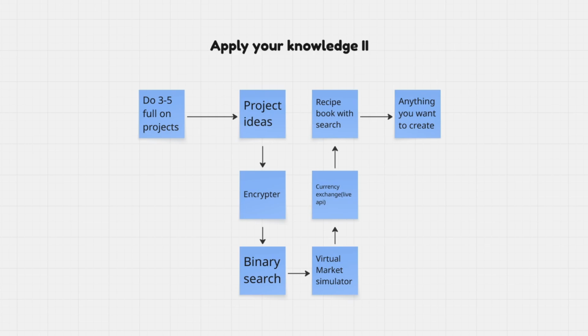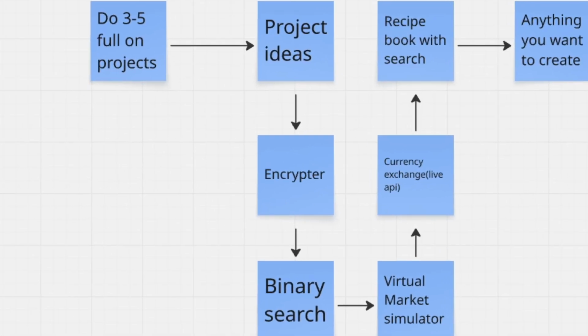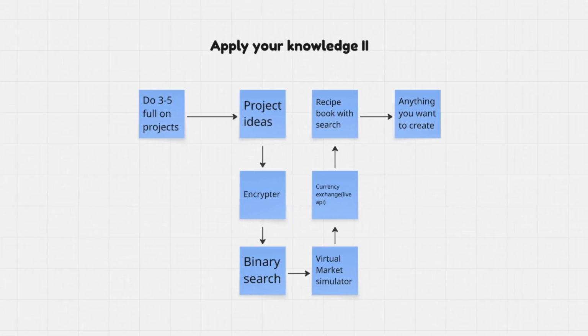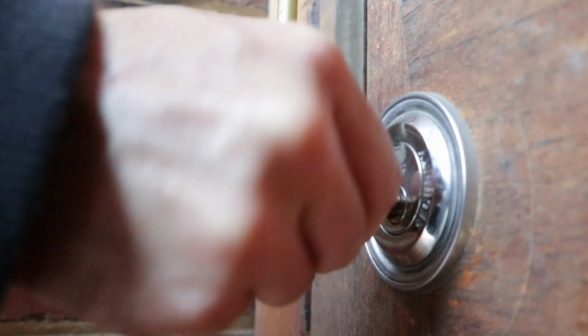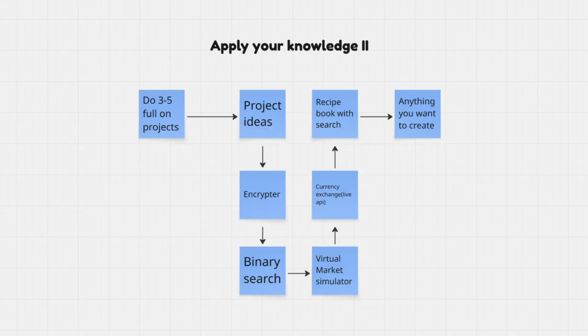You need to now apply your knowledge. Do you see the pattern here? You need to learn and then apply. Now, we need to do some 3 to 5 big full-on projects. Here's some ideas. The one that I personally did was an encryptor. I used asymmetric encryption, a public and a private key, and I even made an exe file out of it.